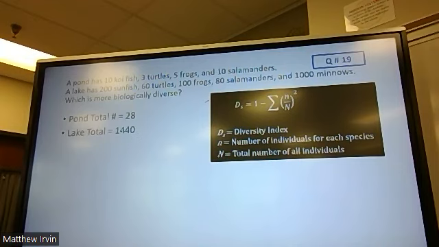So that's how you would figure out. I've yet to see this on the AP test, but maybe this year's the year. And remember that diversity is about how many species you have, but also how even those numbers are. So you could still have something with 100 species, but one of those is 99% of all the population. That's not necessarily super diverse.